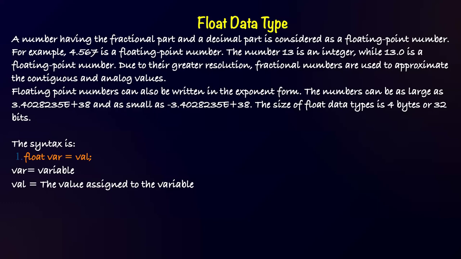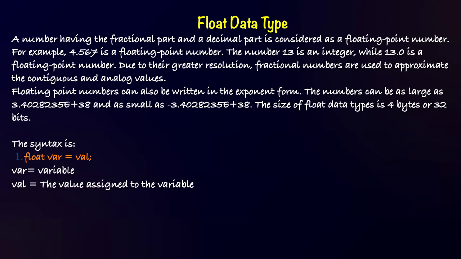A number having a fractional part and a decimal part is considered a floating point number. What is the full form? Floating point number. Okay. Fraction and decimal are basically the same thing, just in two different formats. For example, 4.567 is a floating point number. They are called float.